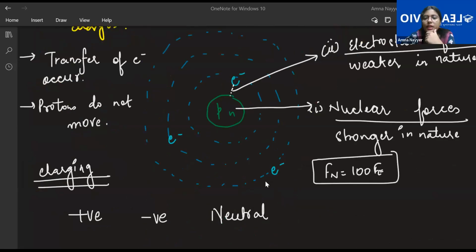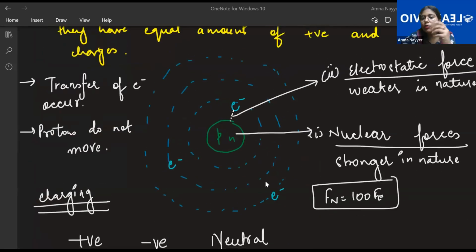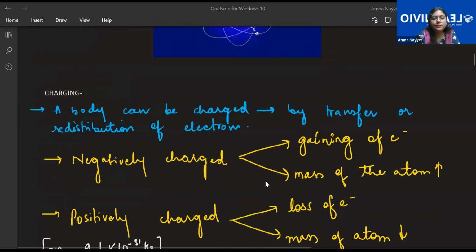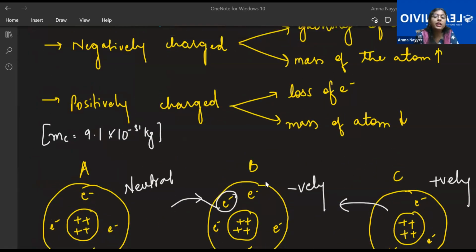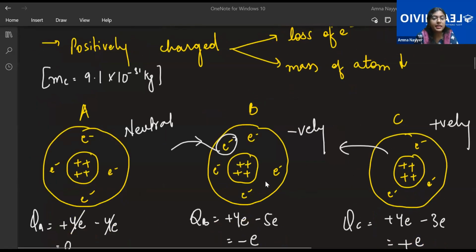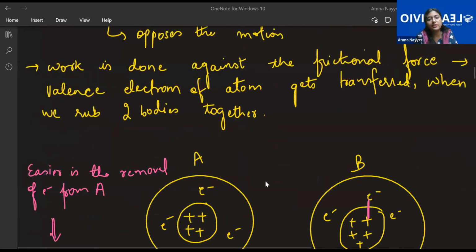Then I discussed with you that the stronger nuclear forces do not allow the protons to move out, whereas the weaker electrostatic forces allow the electrons to get transferred. So it's basically the transfer of electrons that occurs, not protons. And we also saw that when a body gains electrons, the mass increases. When a body loses electrons, the mass decreases.